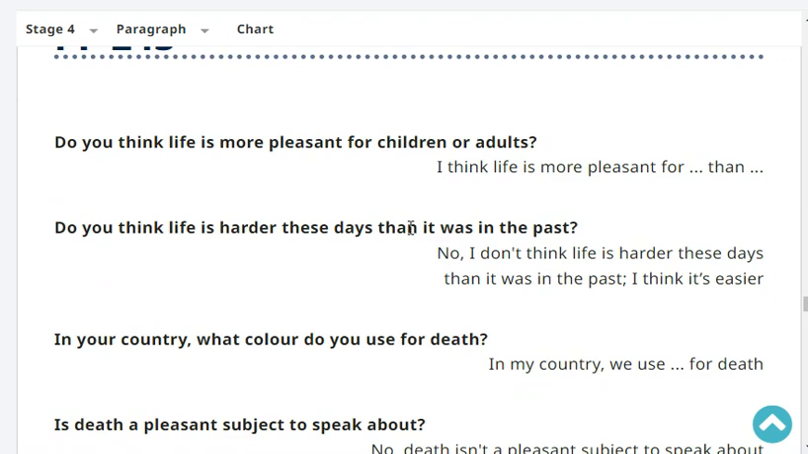Do you think life is more pleasant for children or adults? I think life is more pleasant for children than adults. That's correct.